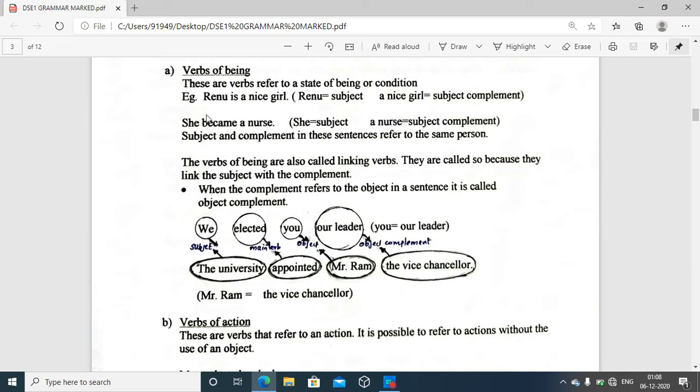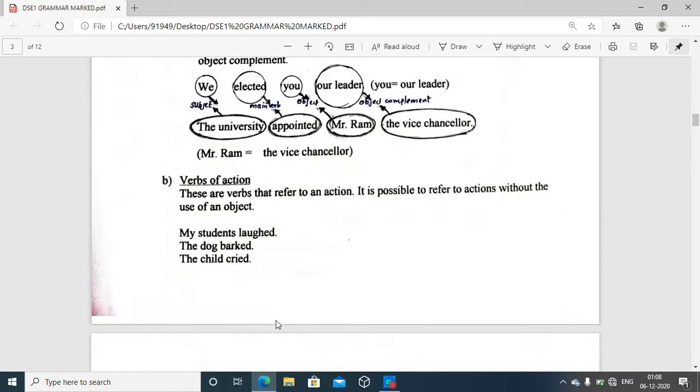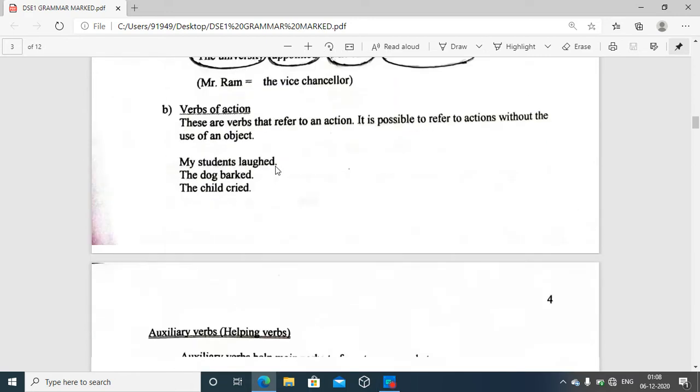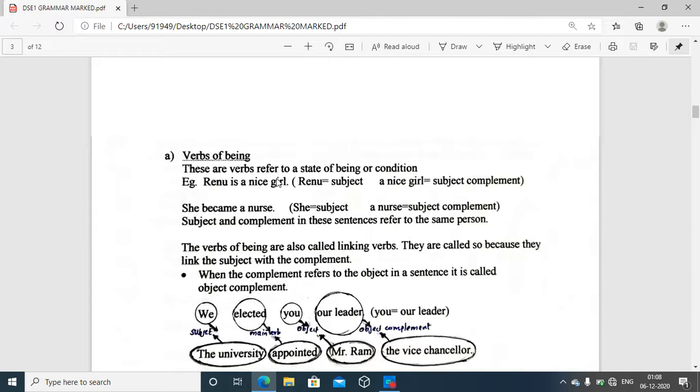That's all. Actually, that doesn't have much to do with the verbs of being. Please don't be confused. Okay. Now, just the last part, the verbs of action. If you are confused, I will go to the chart again.